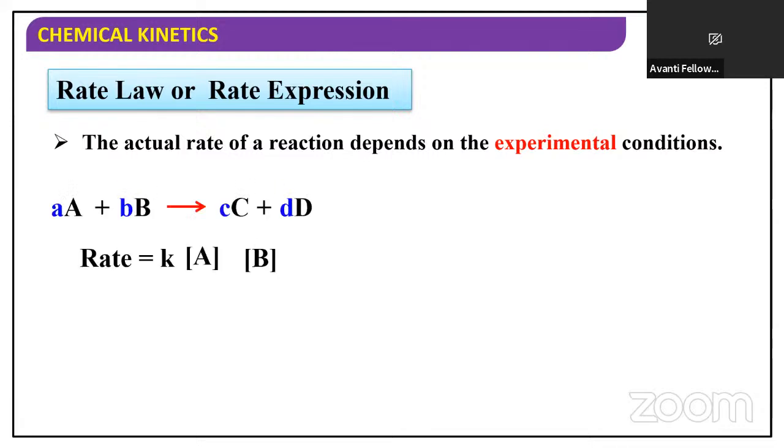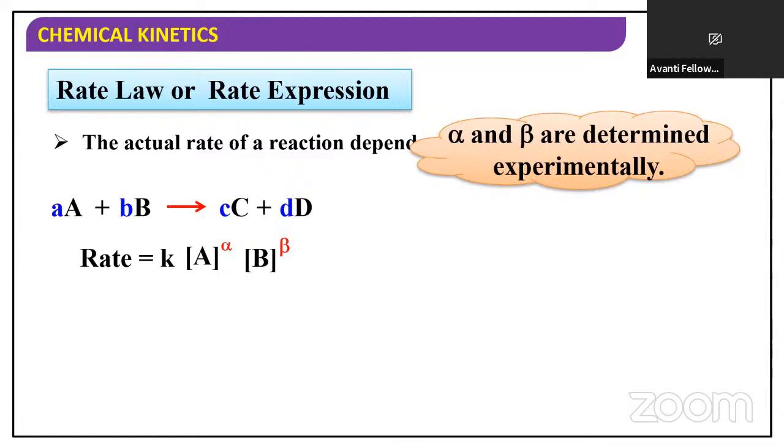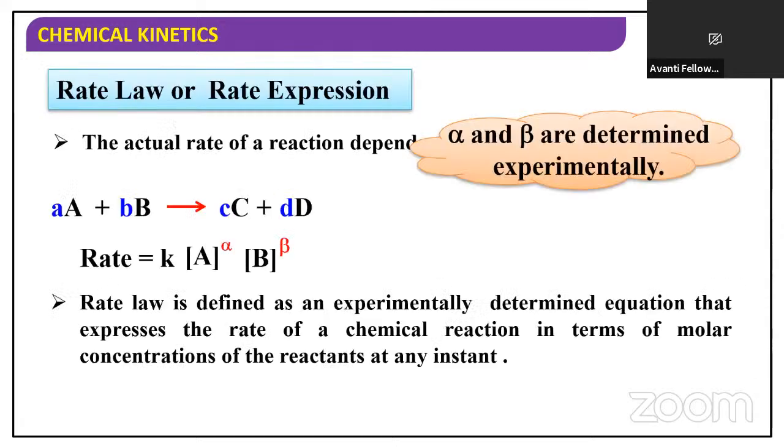Now, what is the rate law? Everyone knows how we write the rate law. Whenever we have a reaction like aA plus bB, the reactants, reacting together to form the products cC and dD, where small a, b, c, d are the stoichiometric coefficients, the rate of the reaction, according to the rate law, is equal to the product of the concentrations of the reactants raised to the powers alpha and beta. This alpha and beta are also known as the order of the reaction. So this is the rate law. Very important to understand.